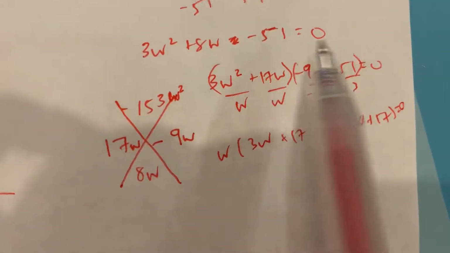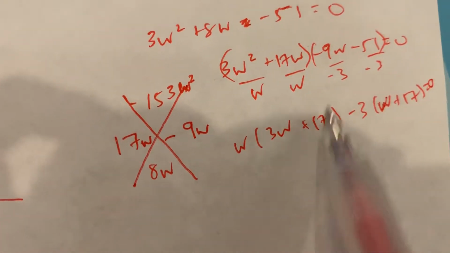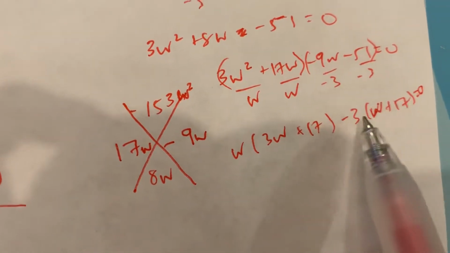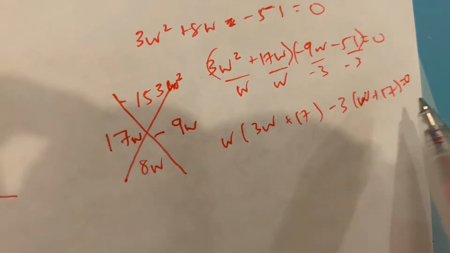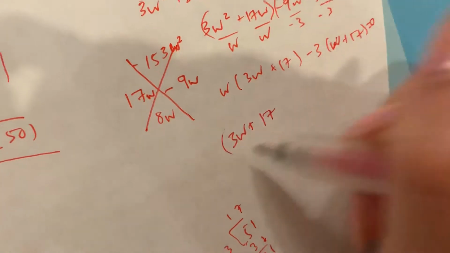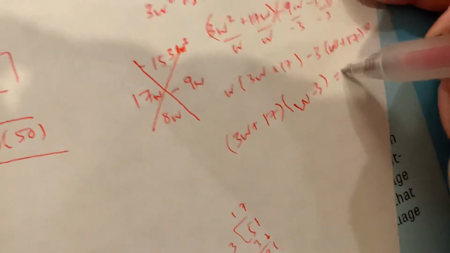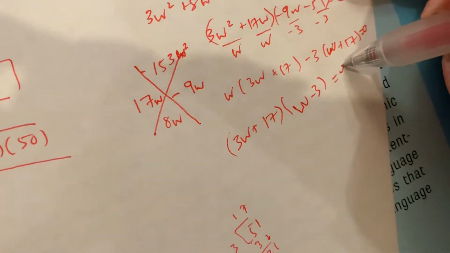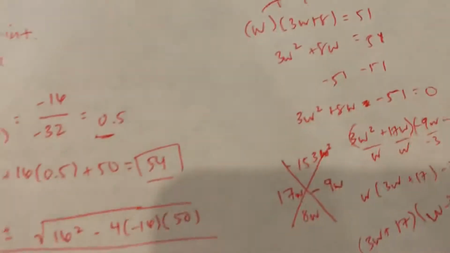I apologize for my messy writing. Okay, so I took out a W from the first one, that gave me 3W plus 17. Second one, I took out a negative 3, so that gave me W plus 17. I know I'm doing this right because these two are the same. So now I'm going to take out the one that's the same, 3W plus 17, and then W minus 3 equals 0. I'm sorry, holding this phone with one hand is very difficult.